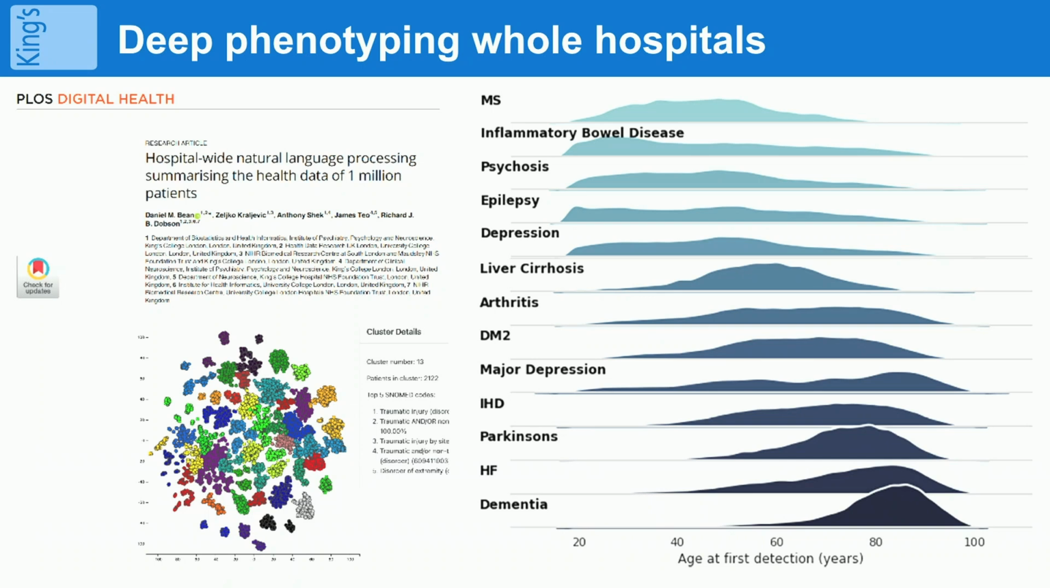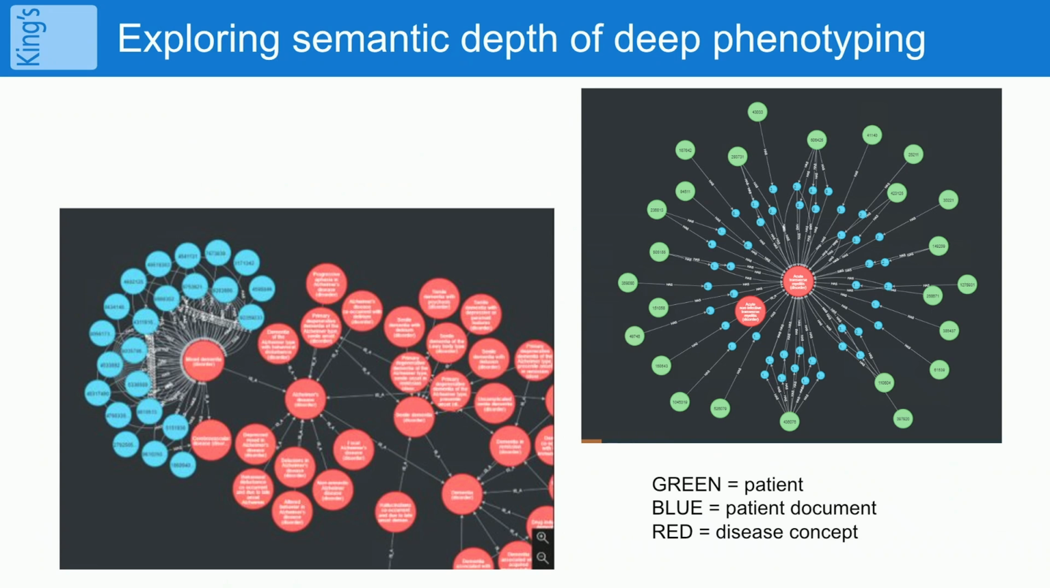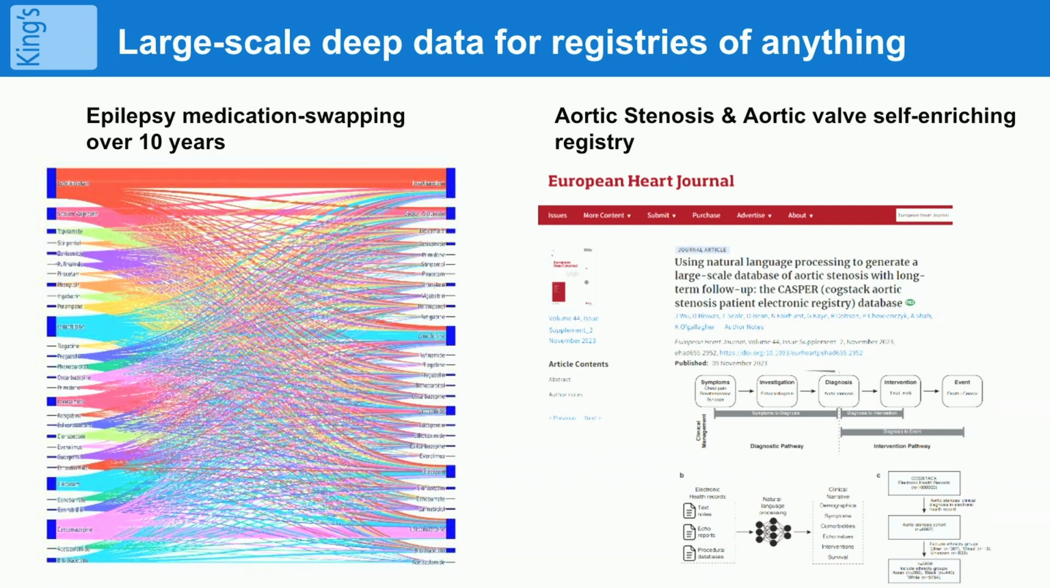Using NLP. This is kind of high level, medium level, high level concepts, just reading through thousands and thousands of text documents and Word documents and scan documents. We can then look into the semantic depth in the graph networks and map them all out as each patient, to which patient's document has what mentions, and what mentions have what relationship to each other in time. And then we can generate deep data registries of anything in retrospect. So this, for example, is epilepsy on the left, epilepsy medication swapping over the last 10 years.